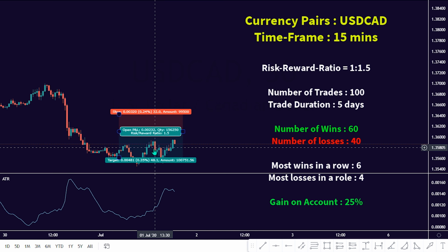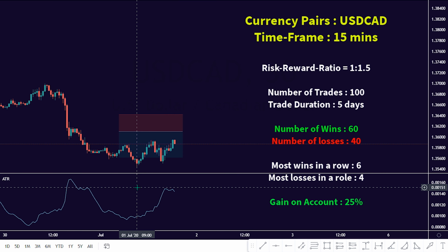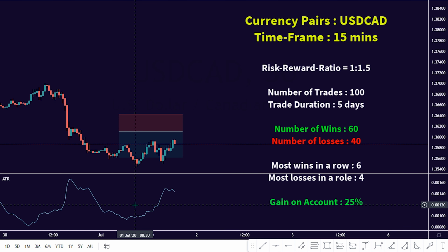I got 60 wins and 40 losses. Most wins in a row is 6. Most losses in a row is 4. Gain on the account is 25%. Here's a good trading record.